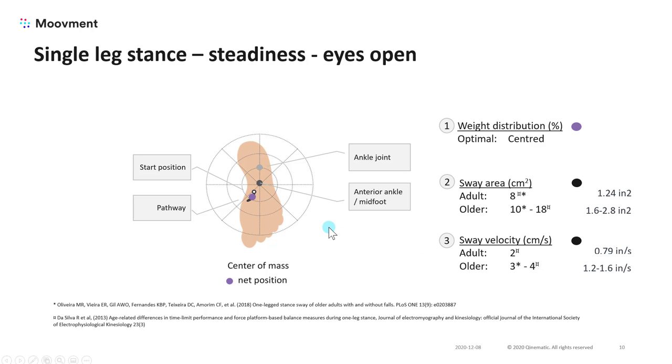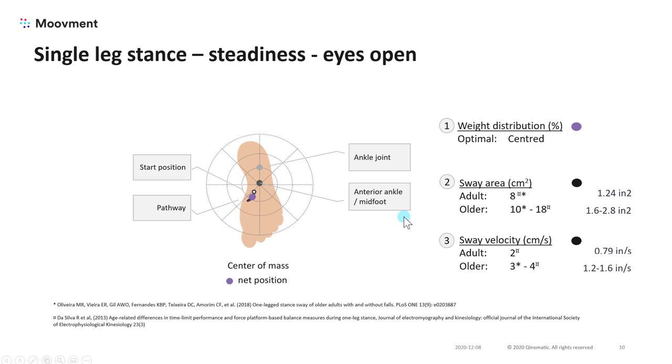involves the same characteristics in terms of sway pattern, center of mass, ankle joint, and estimated midfoot. Once again, ideally we want the weight distributed over the axis of the foot, which is typically described as mid-heel to second toe. Let me remind you that this is just an illustration, it's not to scale. What's most important is the relationship between these body parts.